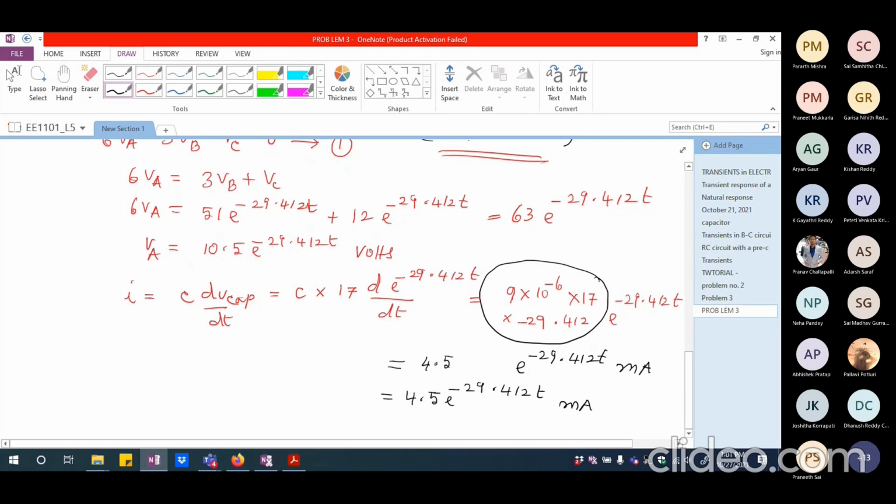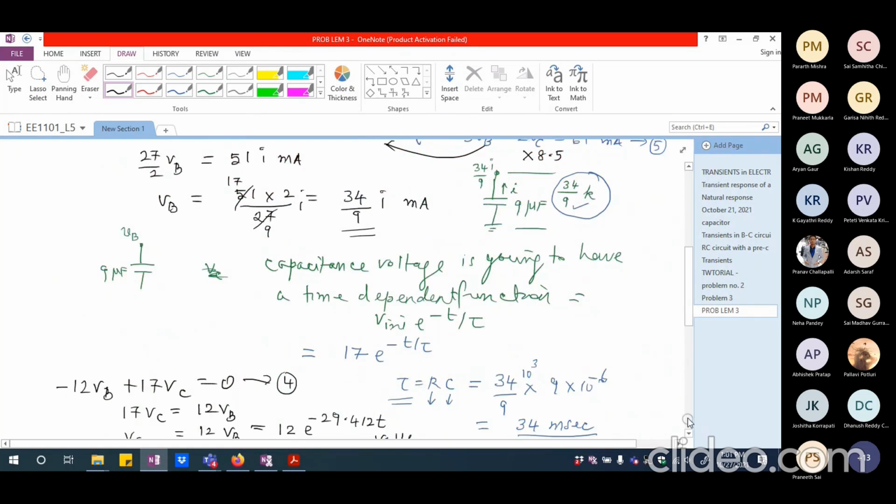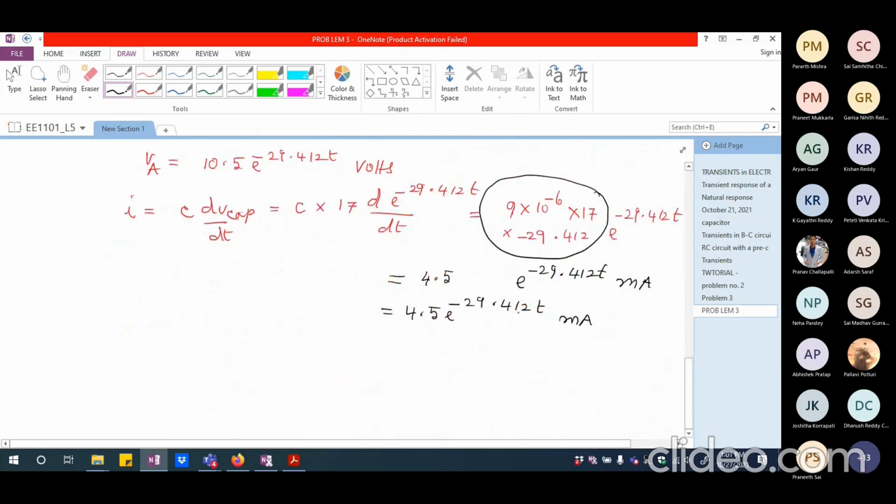So whatever you get as VA, VB, VC, you might have gotten in terms of I, but ultimately you have to solve for I. And solving for I was simpler because we got VB directly. Once you get VB, you should be able to get the capacitance voltage function because VB is same as the capacitance voltage function. That is why we had solved for VB in this particular case.